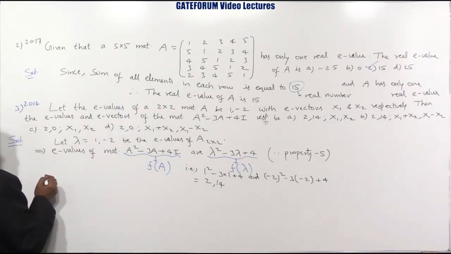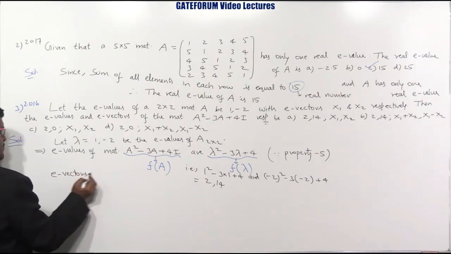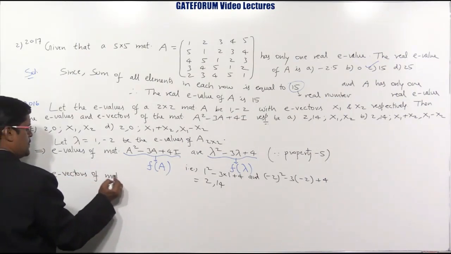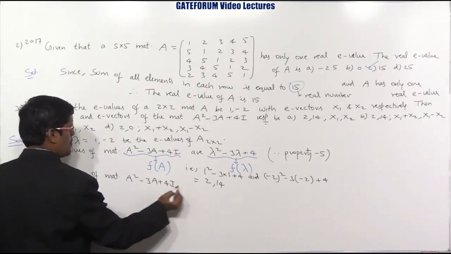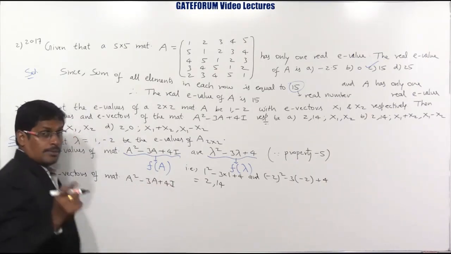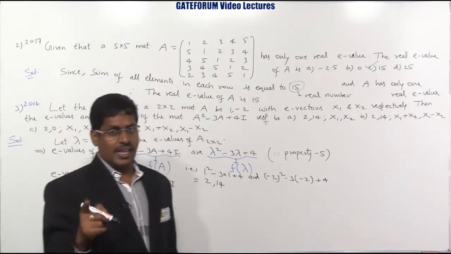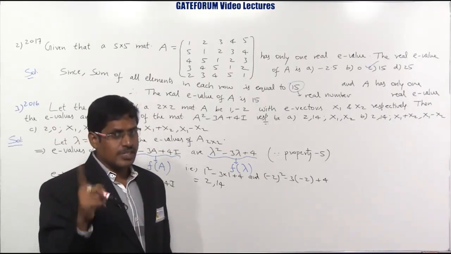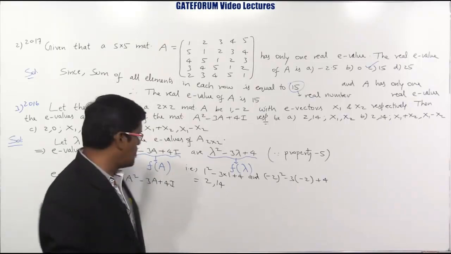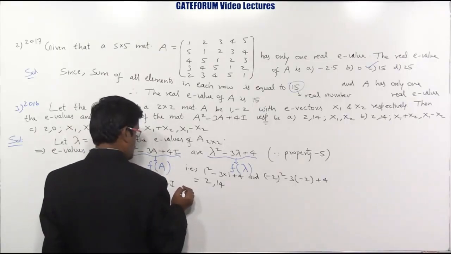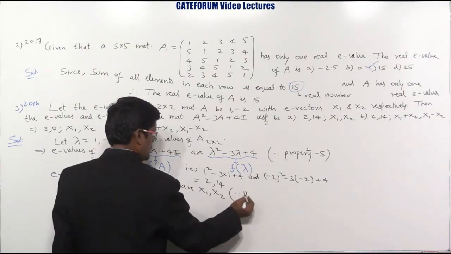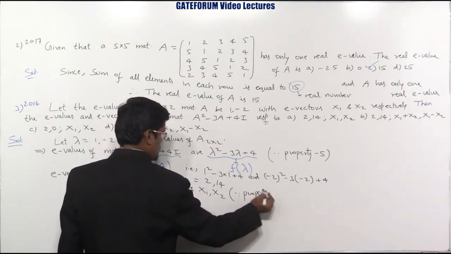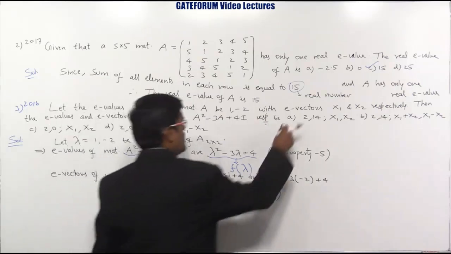Next, the eigenvectors of the matrix A square minus 3A plus 4I. Again a polynomial in A: A and A square, A and A cube, etc., A and f of A, A and A inverse, A and adjoint A. Refer to property number 6: they have the same eigenvectors, x1 comma x2, since property 6. So the answer accordingly is option A.